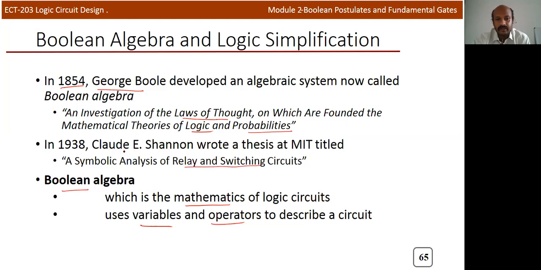Okay, but the practical application of this in circuit analysis or in digital circuits was introduced by Shannon. Okay, it's actually in 1930s. So Boolean algebra is already there in 1854, but using Boolean algebra to represent a digital system was introduced in '38. Okay.